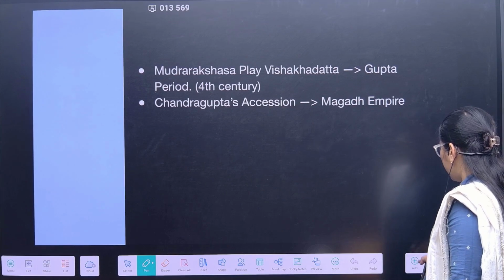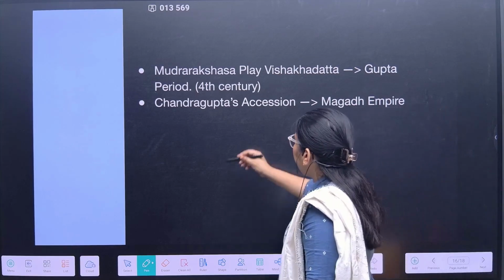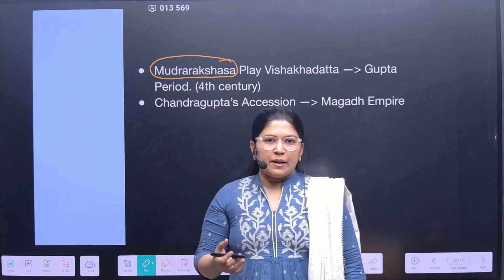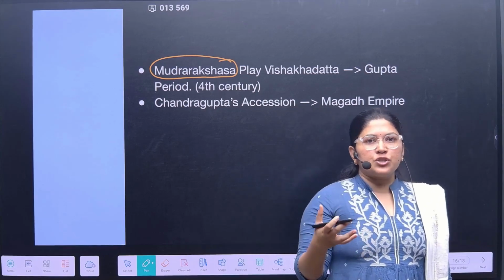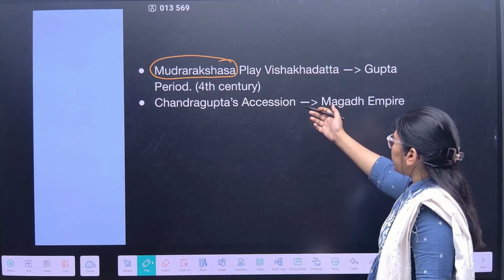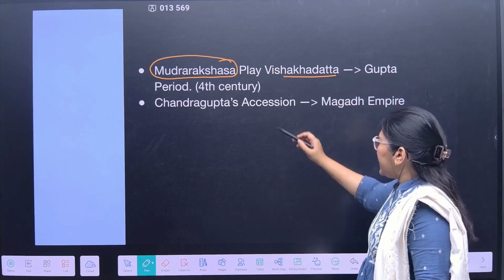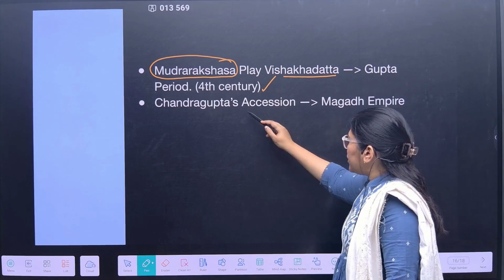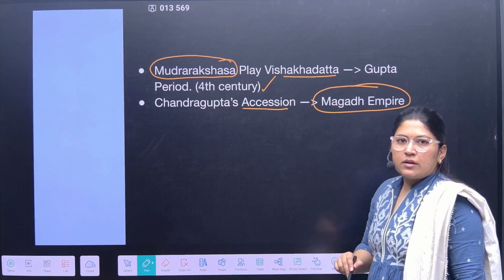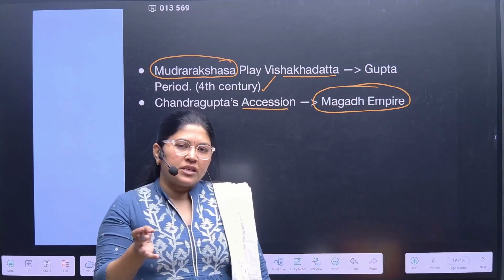Now there are also the plays or the art and facts. One of them is the Mudrarakshasa play. These are dramatic plays which tell something about the stories which happened during ancient India. Now the Mudrarakshasa play by Vishakadatta talks about the Gupta period, that is of the 4th century, and Chandragupta's accession, how he took control over the whole Magadha Empire after the Nanda dynasty.